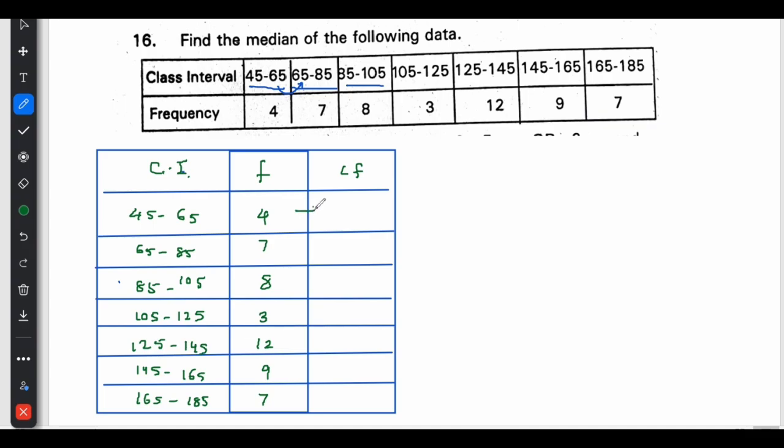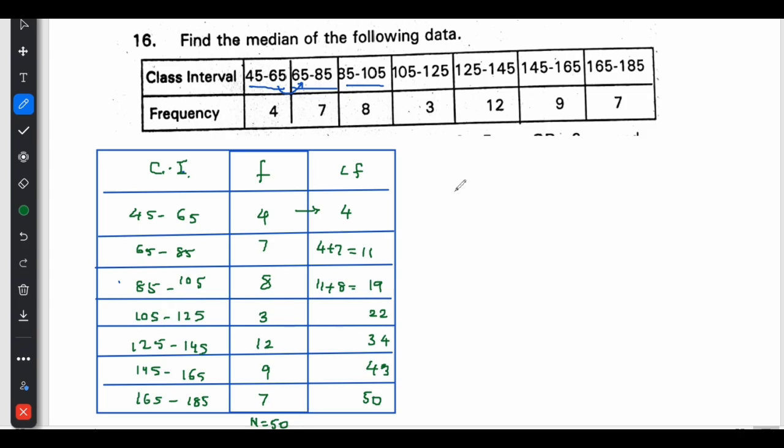Cumulative frequency means we add the frequencies from top to bottom. 4 we take the same. 4 plus 7 is 11. Similarly, 11 plus 8 is 19. 19 plus 3 is 22. 22 plus 12 is 34. 34 plus 9 is 43. 43 plus 7 is 50. So the total n value here is 50.